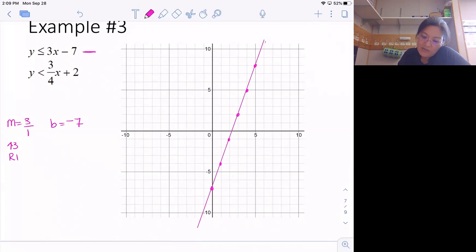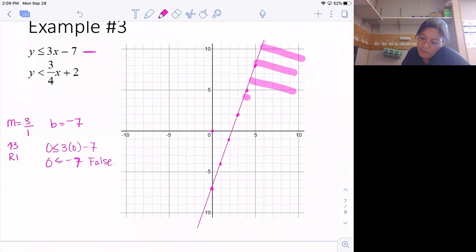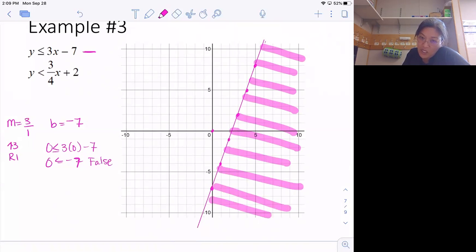All right, now I have to do my shading. So I'm going to test 0 less than or equal to 3 times 0 minus 7. 0 less than or equal to -7. That is false. So I'm not going to shade on the side with 0, 0. I'm going to shade on the other side. Now again, I use these lines. It helps me see my shading.